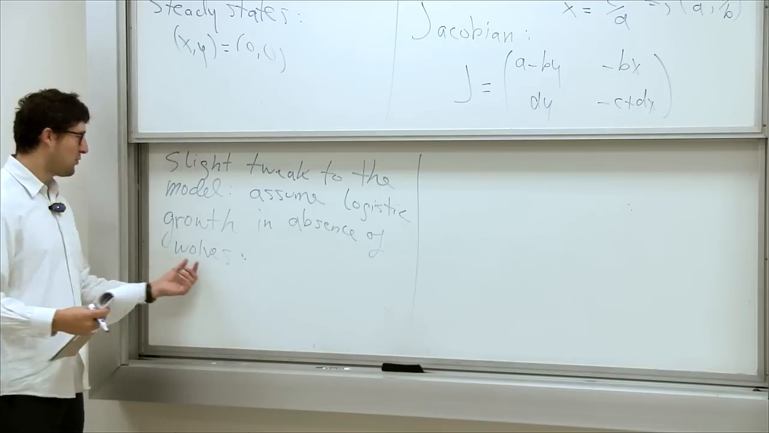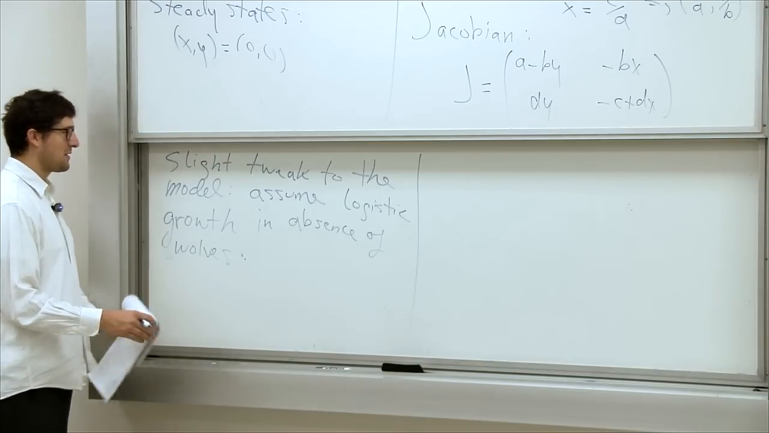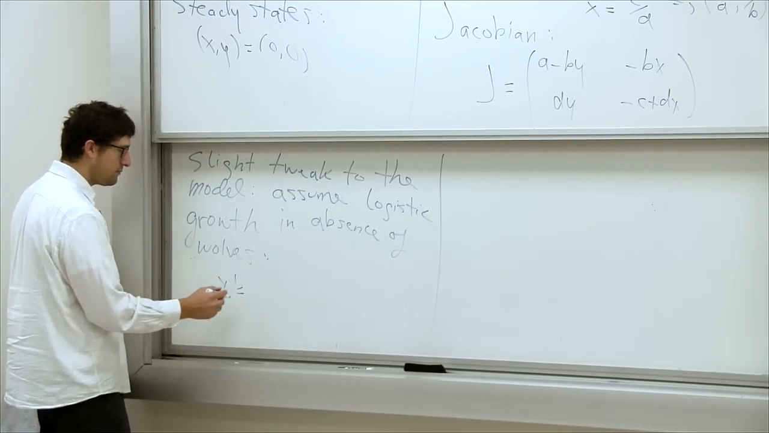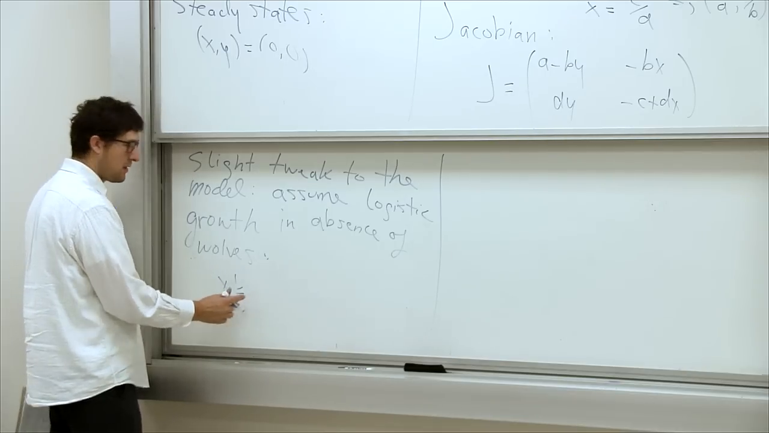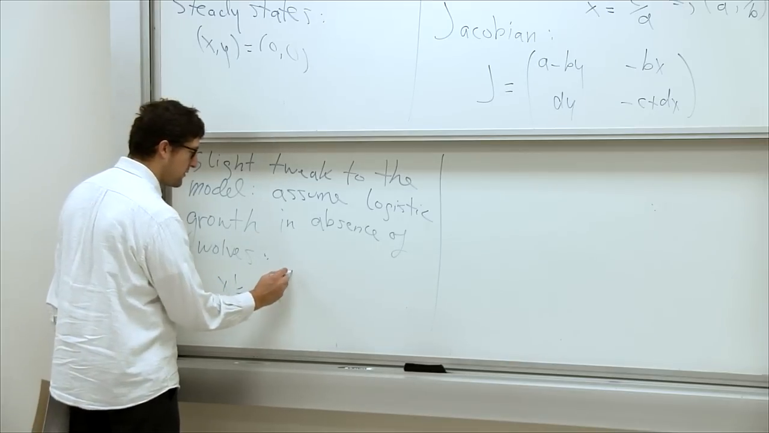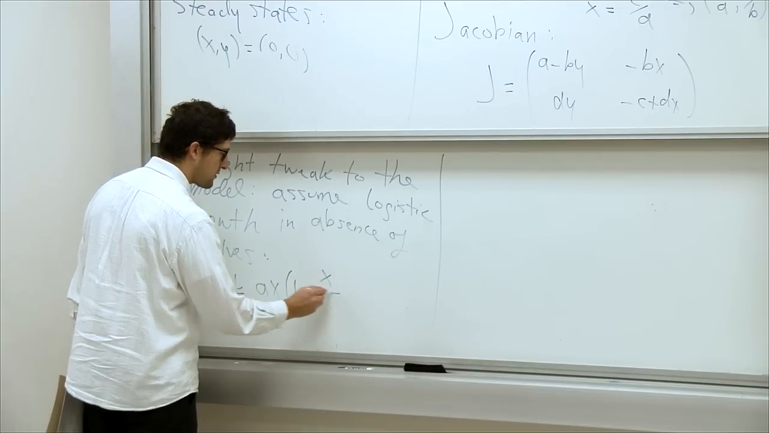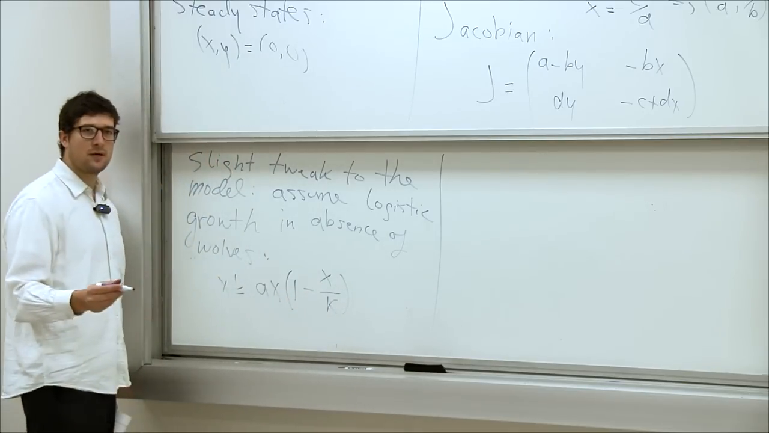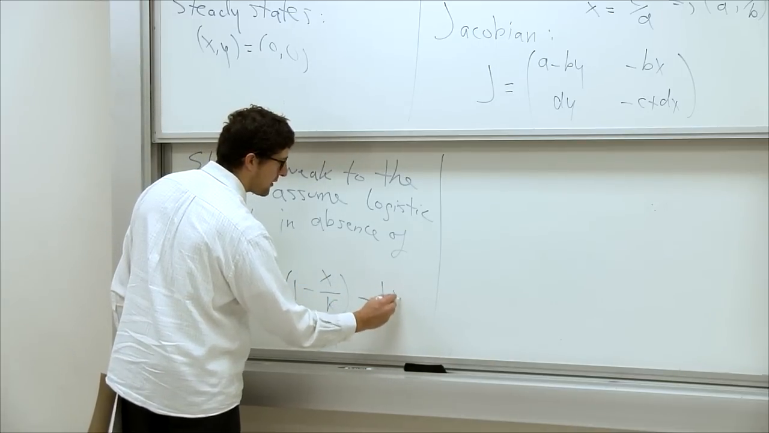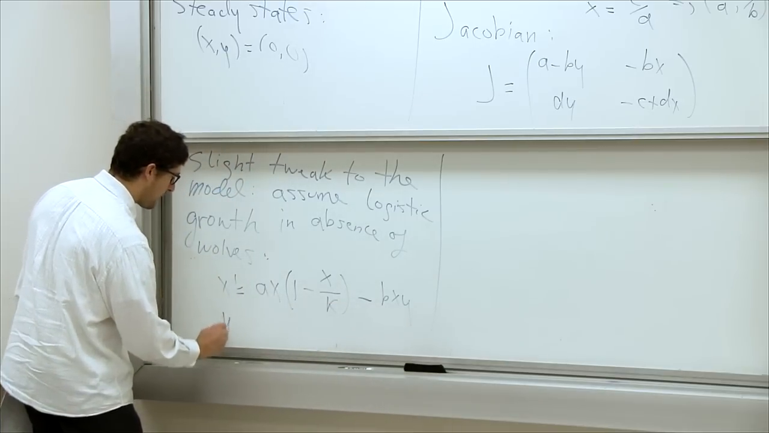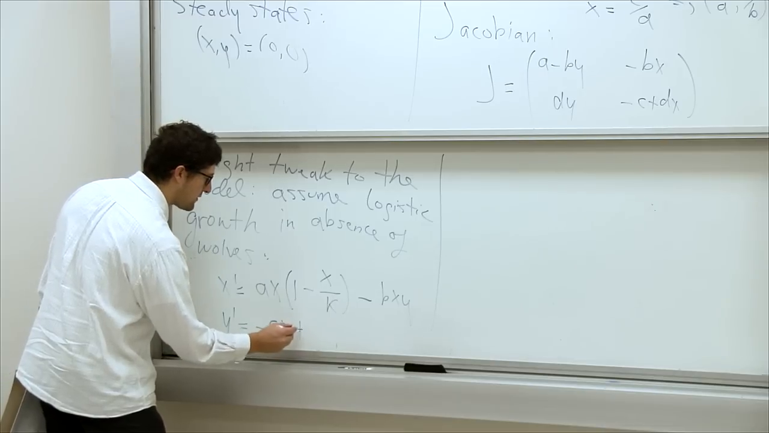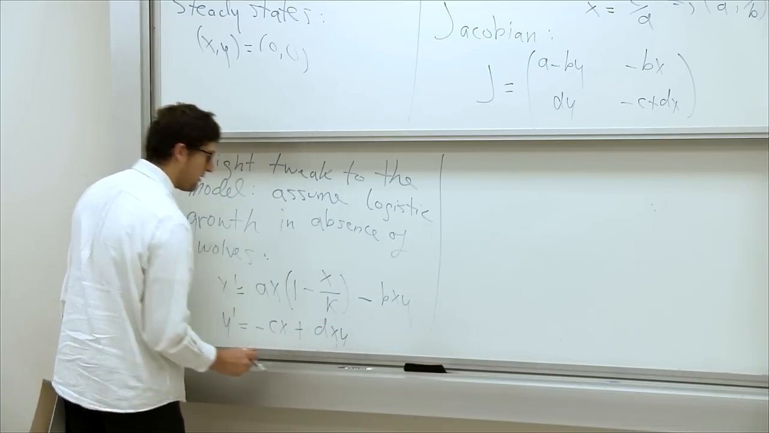So x prime equals, so this is rabbit in the absence of wolves. It used to be ax, right? So now we're going to write ax times 1 minus x over carrying capacity, right? And the rest is exactly the same as before. Minus bxy, and this is y prime equals minus cx plus dxy.